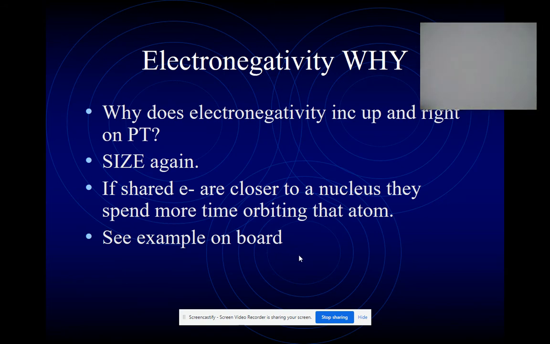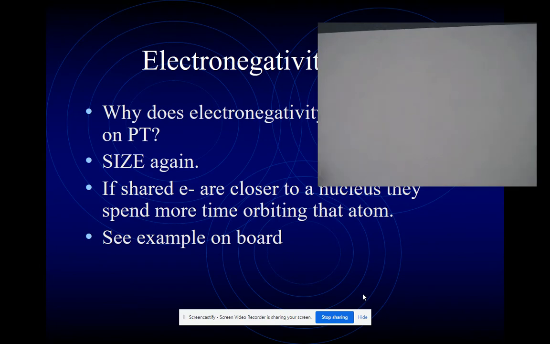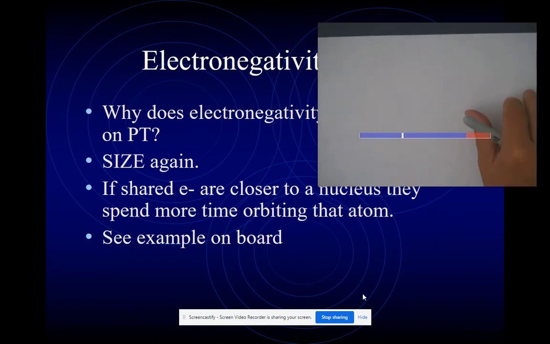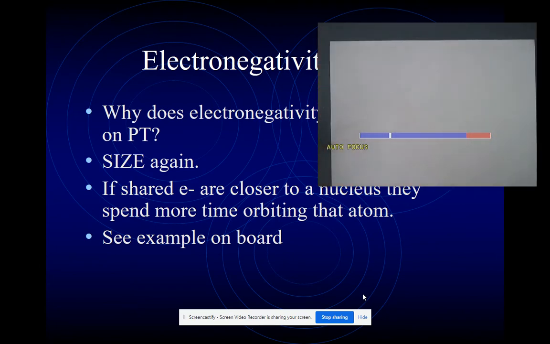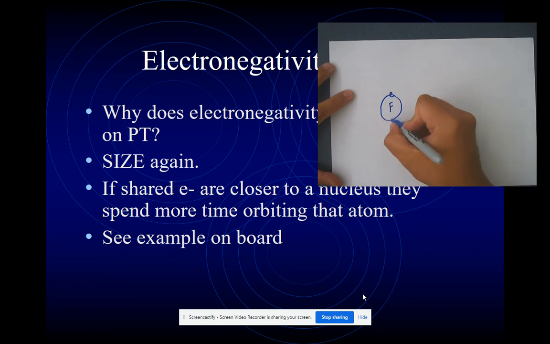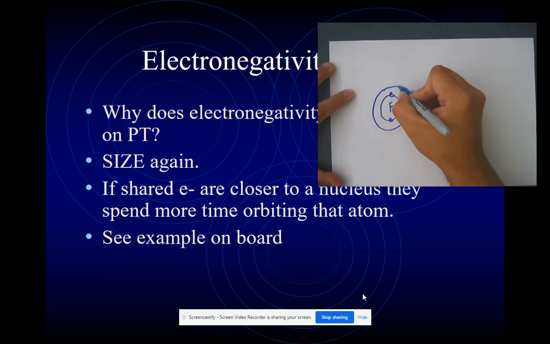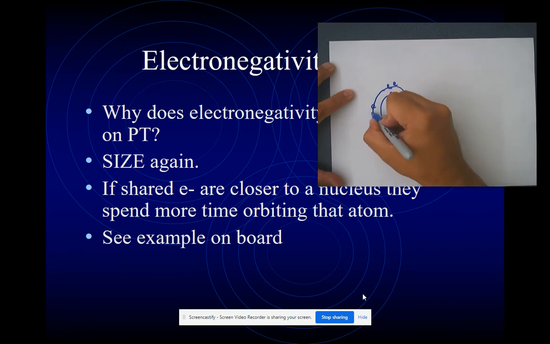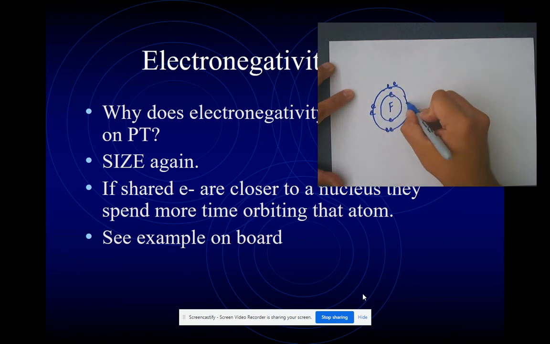So let me see if I can draw a quick example on this piece of paper here. So if we had a red atom, and let's make a red atom a fluorine atom. Fluorine has 2 rings, okay, with 2 electrons, and the second ring has 7 electrons. 1, 2, 3, 4, 5, 6, 7.